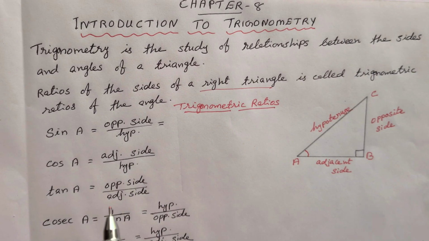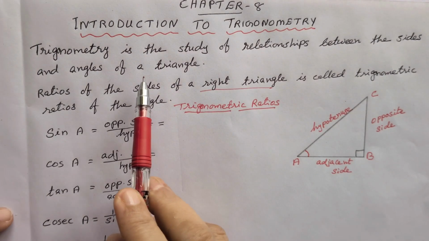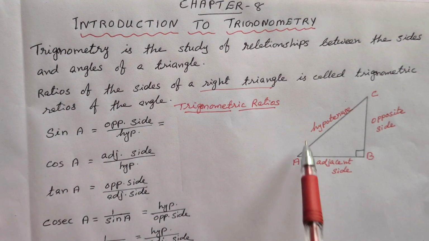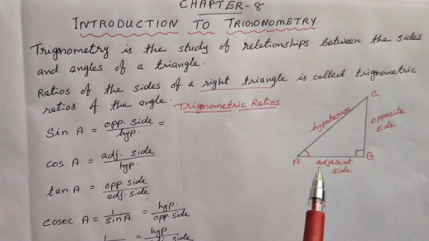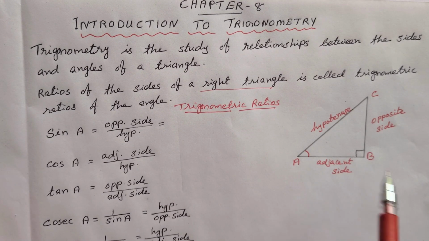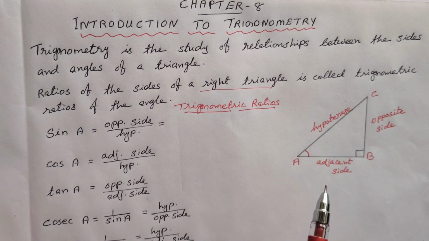Chapter 8, Introduction to Trigonometry. Trigonometry is the study of relationships between the sides and angles of a triangle. The ratios of the sides of a right triangle are called trigonometric ratios of the angle.